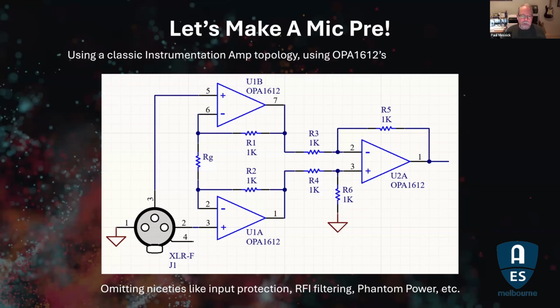So they don't end up in your output. I've omitted all the usual things that you would have, like input protection. In experimenting with this, I did blow up a couple of op amps because I didn't have it in there. So it's important in a real one, but not in this. No filtering, no phantom power, none of those things. This is just the amplifier part of the mic pre.